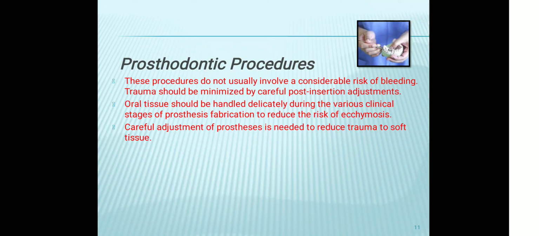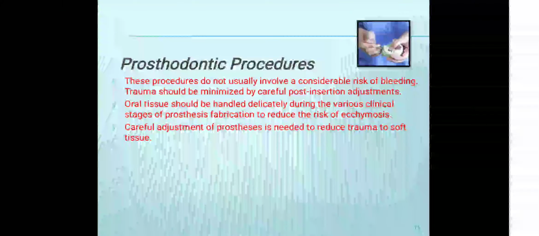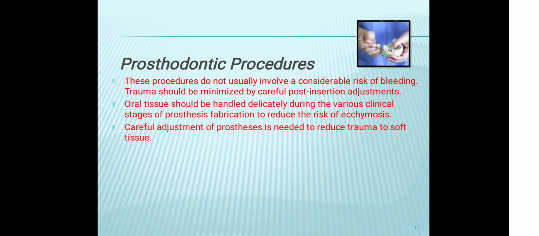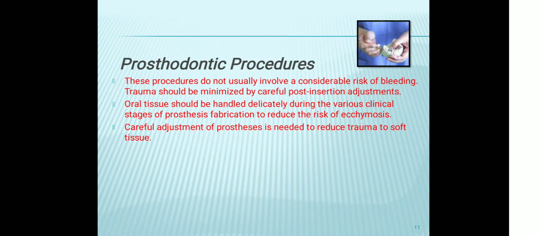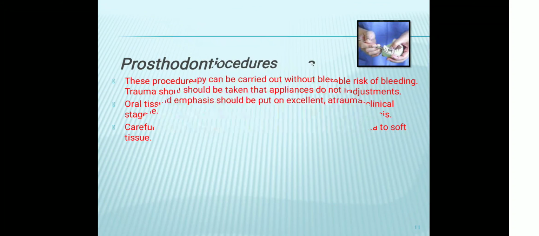Prosthodontic procedures do not involve any risk. These procedures do not usually involve a considerable risk of bleeding. Trauma should be minimized by careful post-insertion adjustments. Oral tissue should be handled very delicately in these patients during the various clinical stages of prosthesis fabrication to reduce the risk of ecchymosis. Careful adjustment of the prosthesis is done to reduce the trauma to soft tissue, and short appointments should always be kept for such patients.